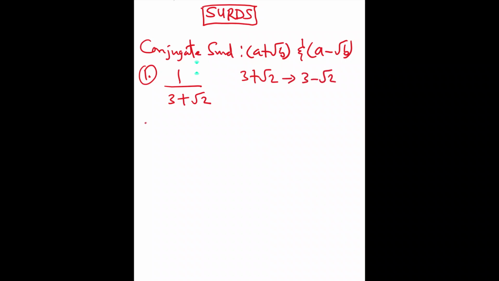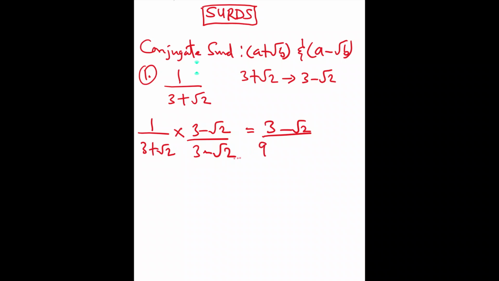So now let's do it. 1 all over 3 plus root 2, times 3 minus root 2 over 3 minus root 2. Now we are going to expand. 1 times 3 minus root 2 will give us 3 minus root 2. And then 3 times 3, we get 9. 3 times minus root 2, we get minus 3 root 2. Root 2 times 3, we get plus 3 root 2.